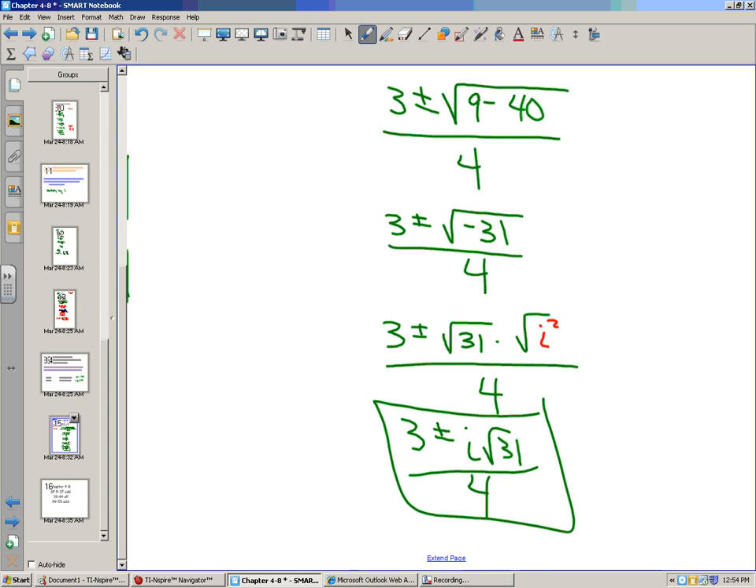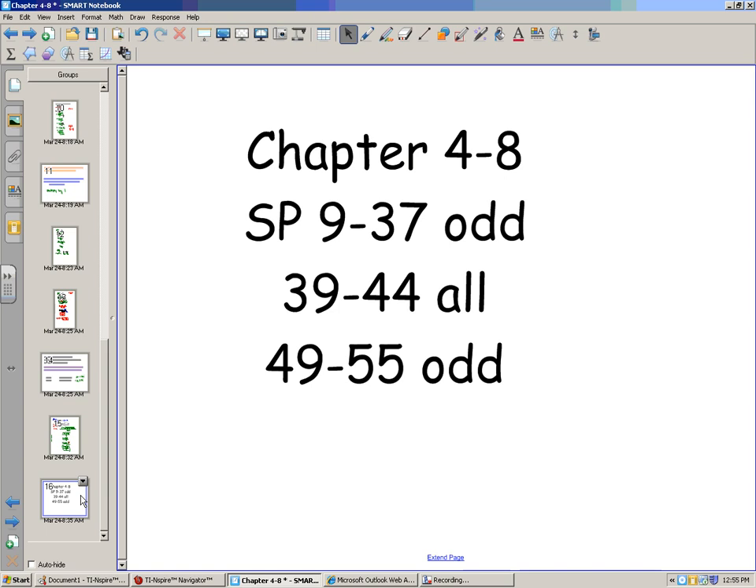Okay? Now, tonight for homework, we have a lot of adding, subtracting, and multiplying. A little bit of dividing. So tonight's homework is 9 through 37 odd, 39 through 44 all, and 49 through 55 odd.